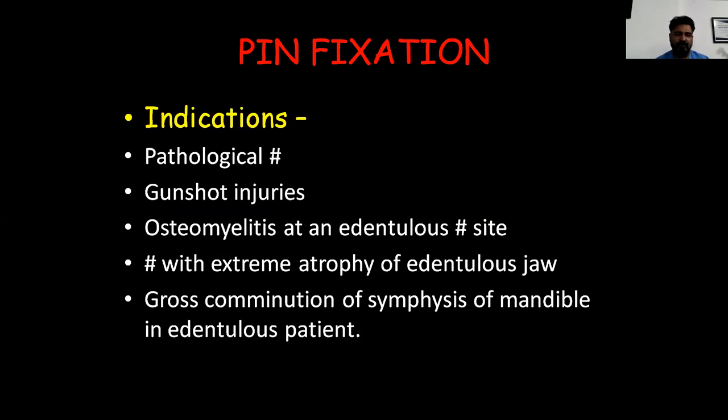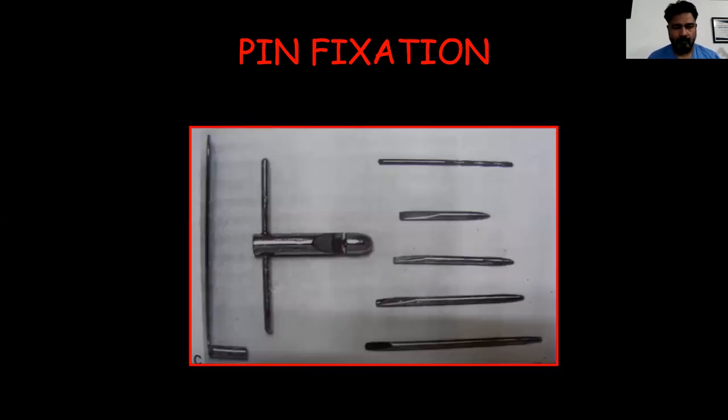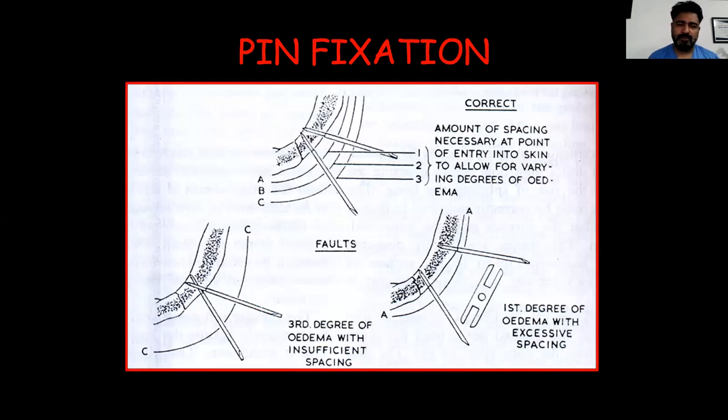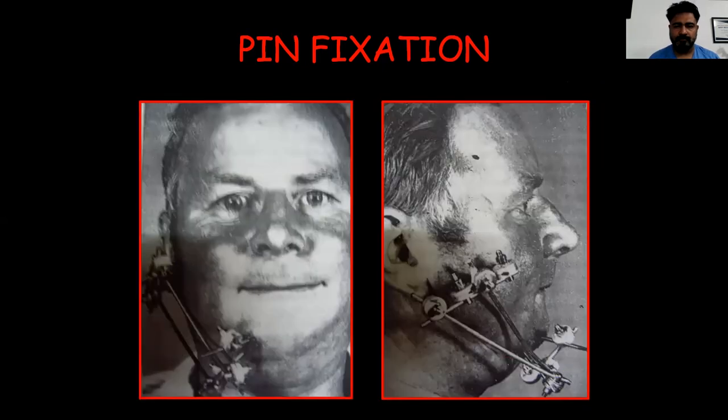Indications: pathological fractures, gunshot injuries, and osteomyelitis in a dentulous fracture site, fracture with extreme atrophy of a dentulous jaw, and gross comminution of the symphysis of the mandible in edentulous patients. These are the various types of pins. They are used in the cortical. One cortex is involved. Okay. Extraoral and basis scar.